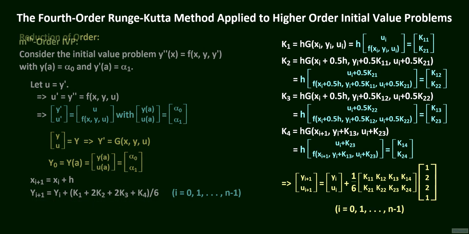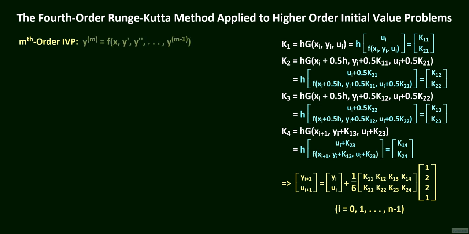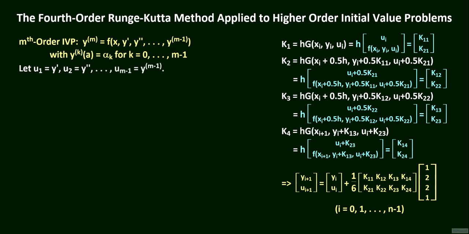In general, for the mth order IVP, where the mth derivative of y equals f of x, y, y prime, etc., all the way to the m-1 derivative of y, with the initial conditions that the kth derivative of y at x equals a equals alpha sub k, for k equals 0 to m-1, we introduce the new variables u sub 1, u sub 2, etc., all the way to u sub m-1, where u sub k equals the kth derivative of y.